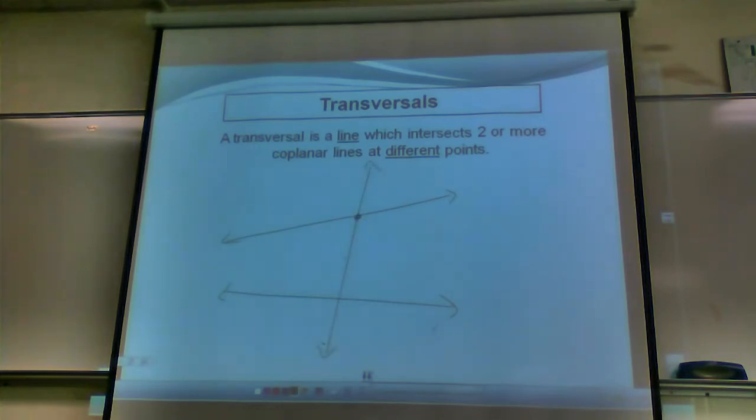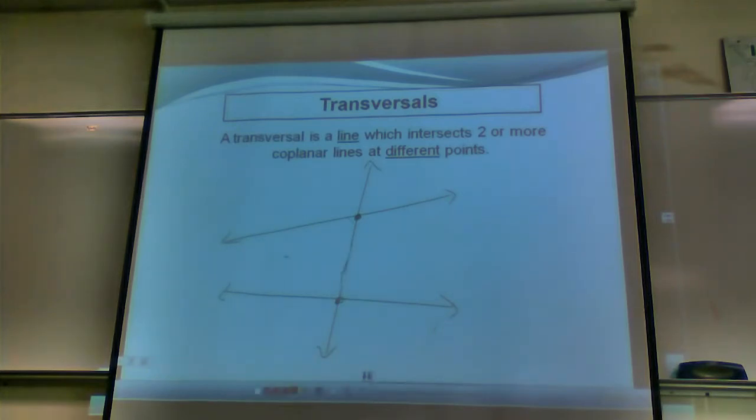Okay? So this line right here going up and down would be the transversal because it's intersecting two different lines at two different points. So it fits the definition. This would be the most basic one, with two lines. I can have as many as I want going through there, all right? But for right now, you're only going to focus on that transversal intersecting two lines.